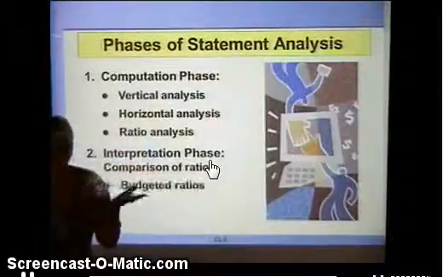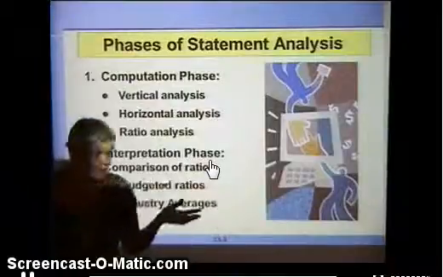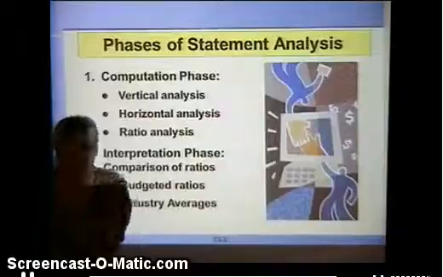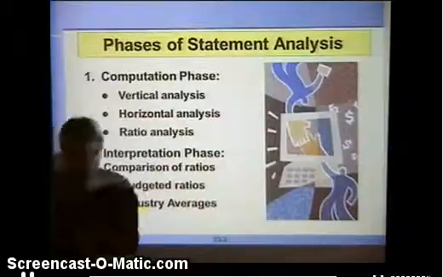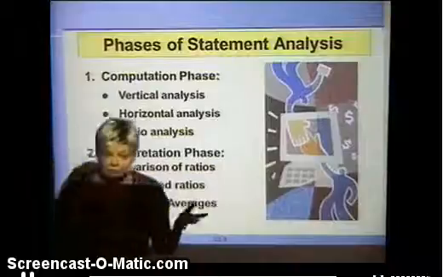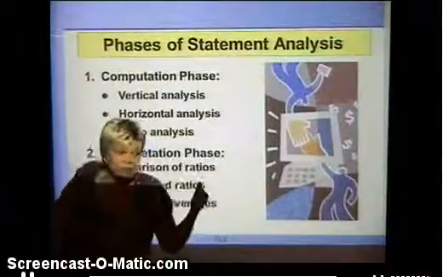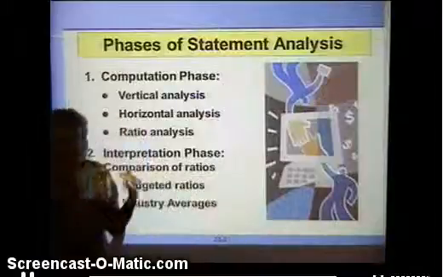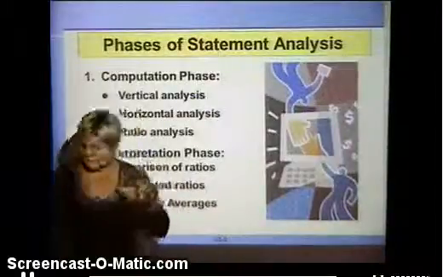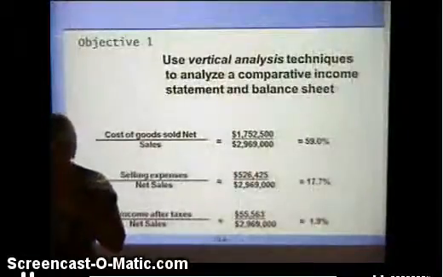And then some interpreting. We're going to look at comparison of ratios and budgeting, and then we're going to compare our percentages to either our budgets to see if we've reached our goals, or to other industries to see if we're on track with them. How do we compare to other people in our same industries? It helps us to know the health of our business, right? How we're doing. Are we sick or not?